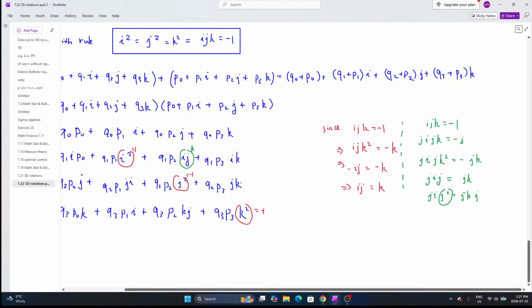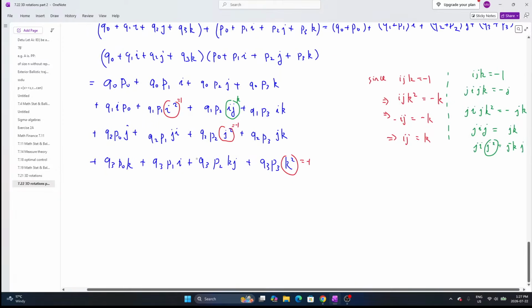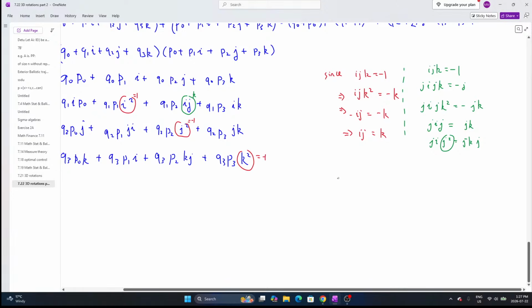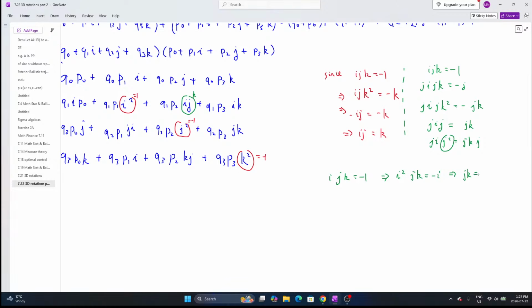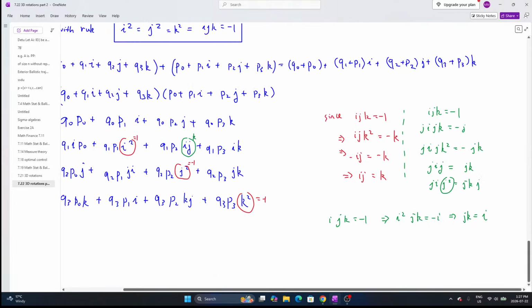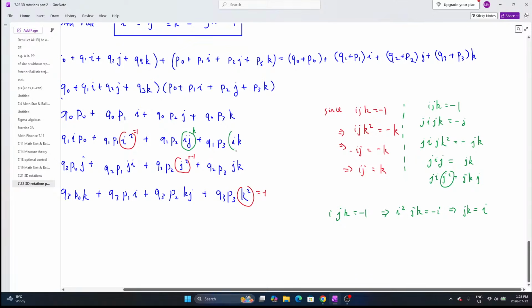Let's leave that for now. Jk should be readily obtainable. Here, ijk is -1. So left multiply by i: i squared jk is -i. So jk is just i. Okay, so we might need to find a table for that. We'll summarize everything. jk is i.